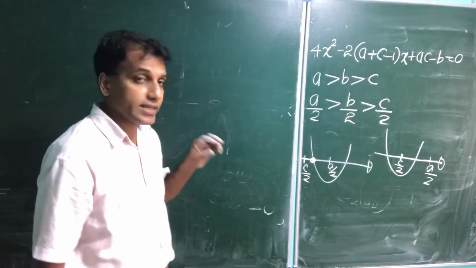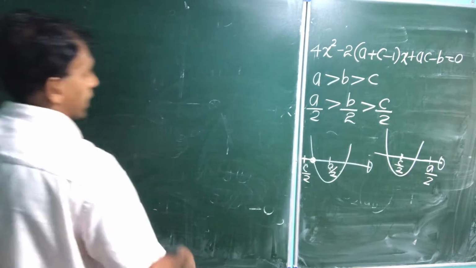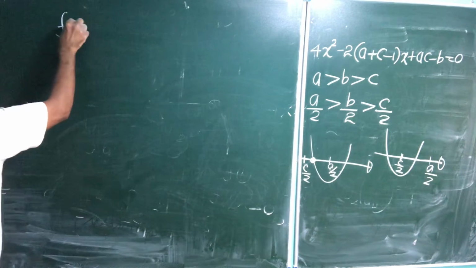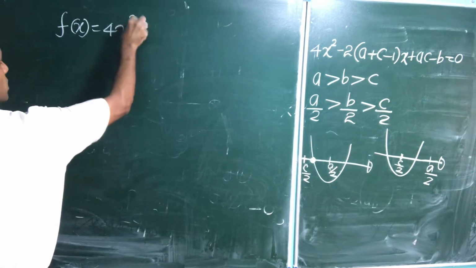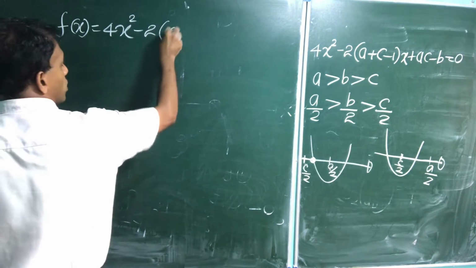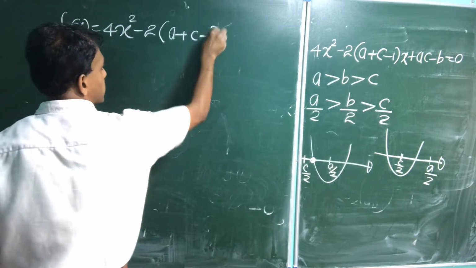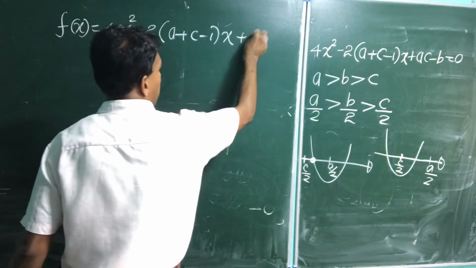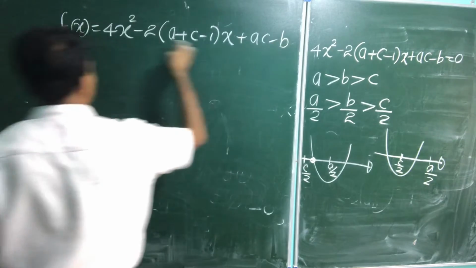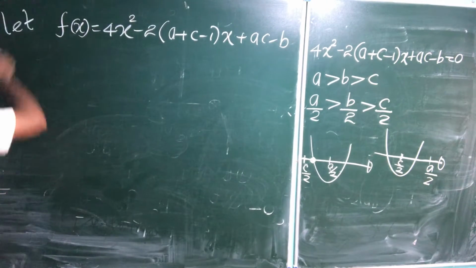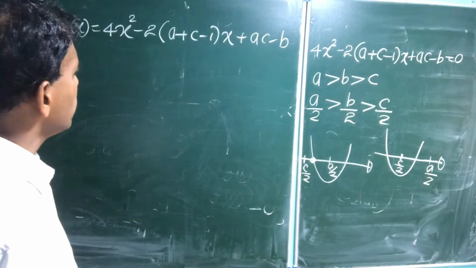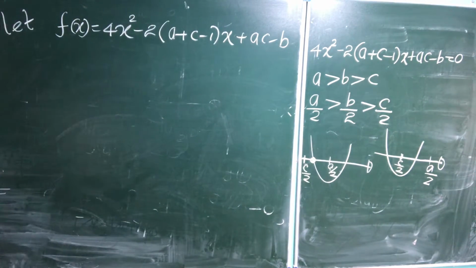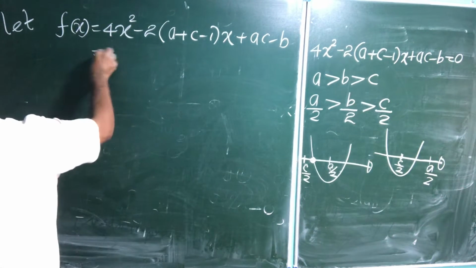Okay. Now the idea, as I mentioned earlier. So can I take the function as f(x)? f(x) equals 4x square minus 2 into (a plus c minus 1) into x plus ac minus b, right? Let me take this function as f(x), okay? I think further we can simplify this, rearrange and try another pattern or any other form.